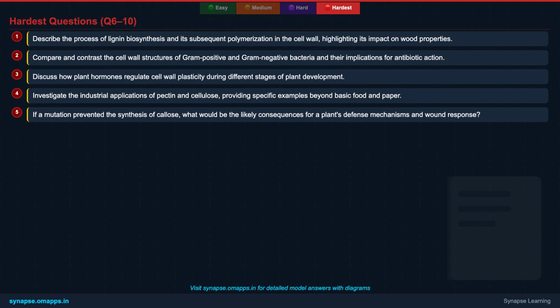9. Investigate the industrial applications of pectin and cellulose, providing specific examples beyond basic food and paper. And 10. If a mutation prevented the synthesis of callose, what would be the likely consequences for a plant's defense mechanisms and wound response? Think critically and apply all you've learned.